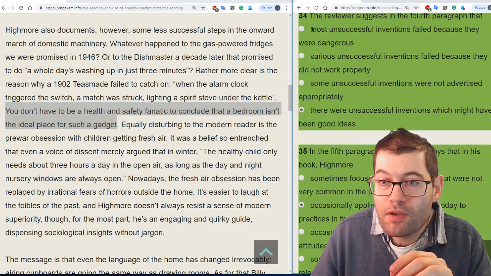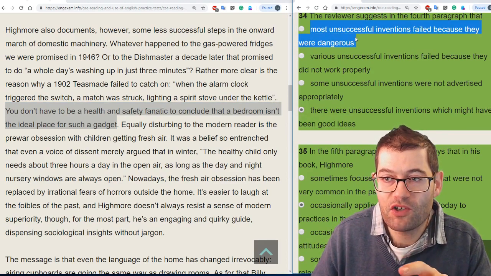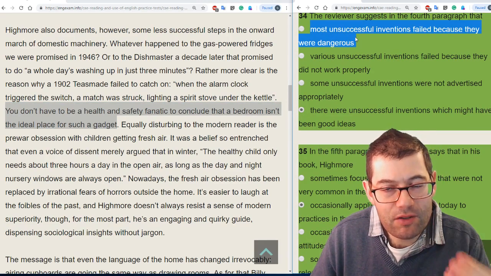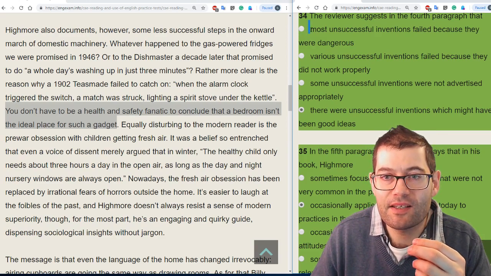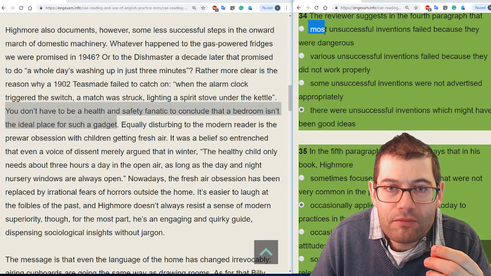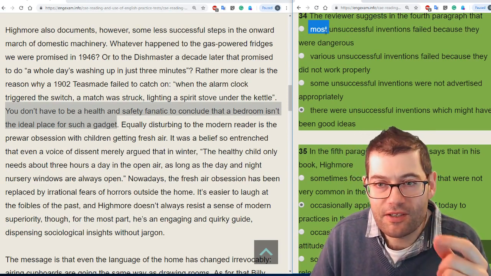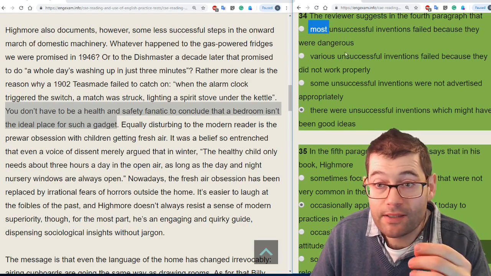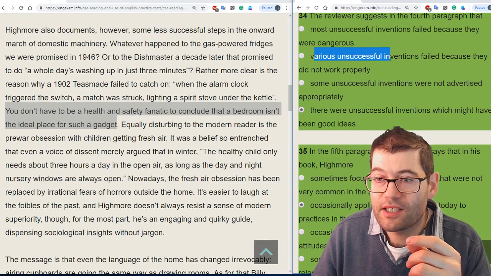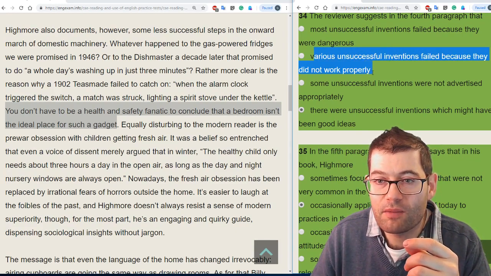So, most unsuccessful inventions failed because they were dangerous. This is not the correct answer because there was nothing in the text that said most. There was just one example of one thing that was unsafe. So it's not the correct answer. Various unsuccessful inventions failed because they did not work properly.